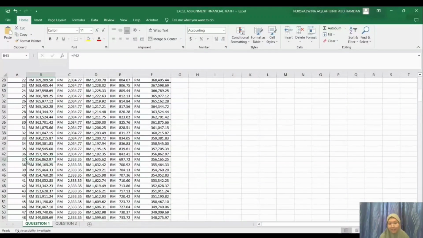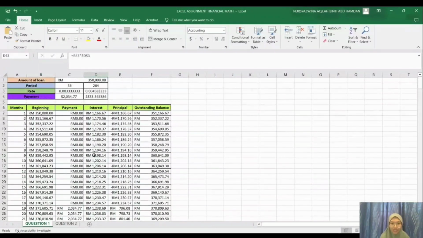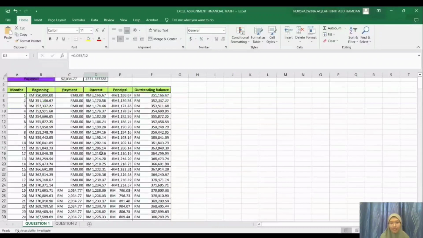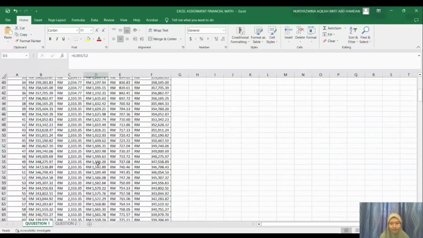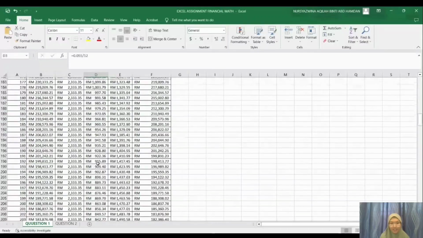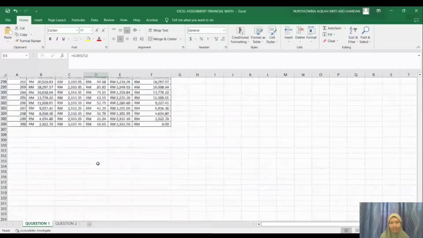Starting at the 37th month up until the end of the loan repayment, we just use the same formula, but we need to change the interest calculation to the 5.5 divided by 12 rate, because it is the effective rate that we use for the remaining years after 3 years. And we get the outstanding loan balance at the end of the period as 0 ringgit.